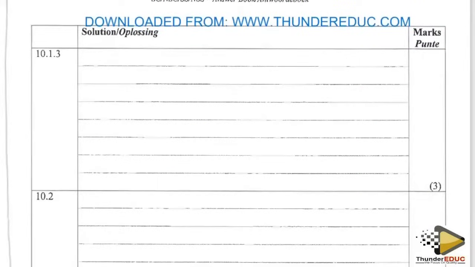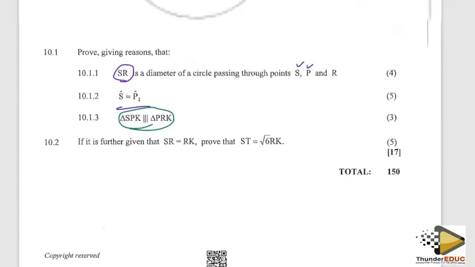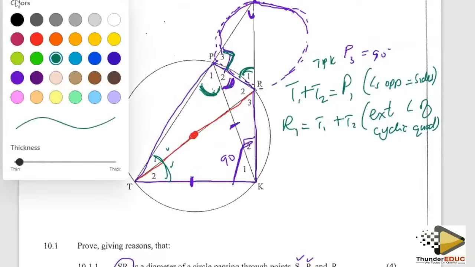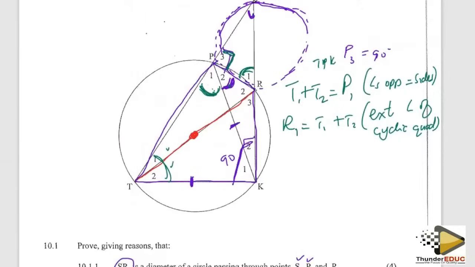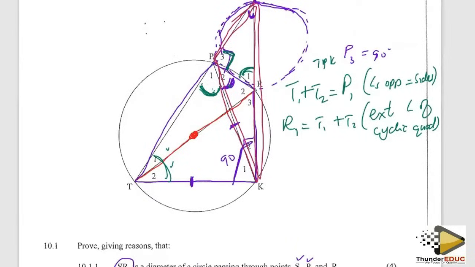10.1.3. The question is asking us to prove that SPK is similar to PRK. SPK, we just highlight it. That SPK, this big triangle, is the same as, which one is the black one? PRK. This one.